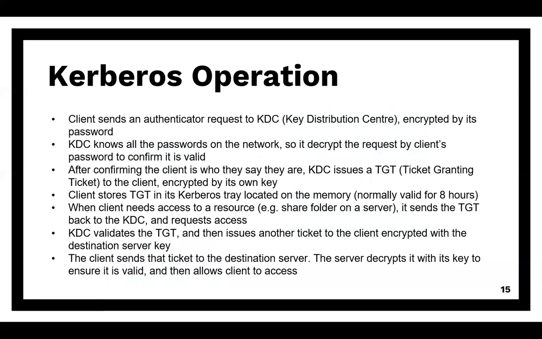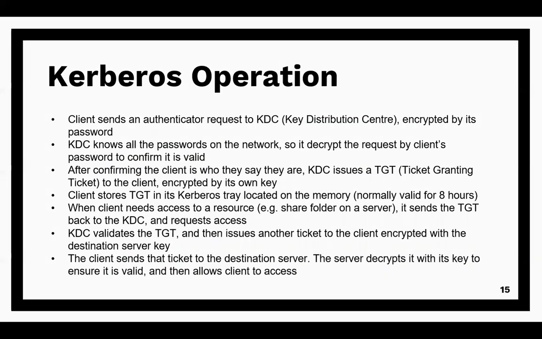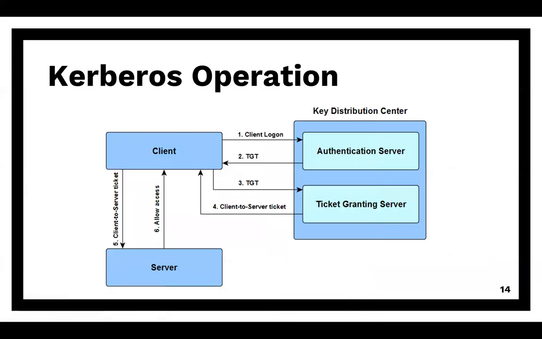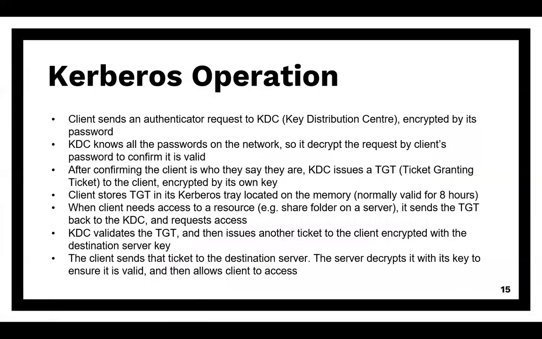These are the steps that have to be done when a client wants to access the server in a Kerberos environment. Client sends an authenticator request to KDC, or Key Distribution Center, encrypted by its password. So I'm going to refer back to the diagram that we had. That's step number 1, when client sends the request to KDC, encrypted with its password.